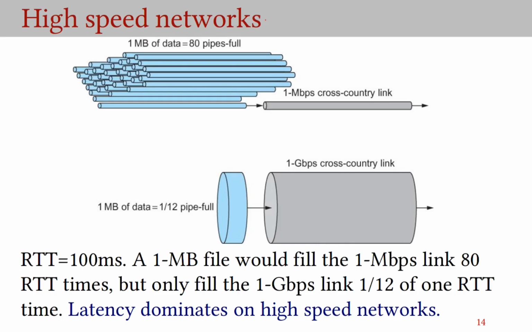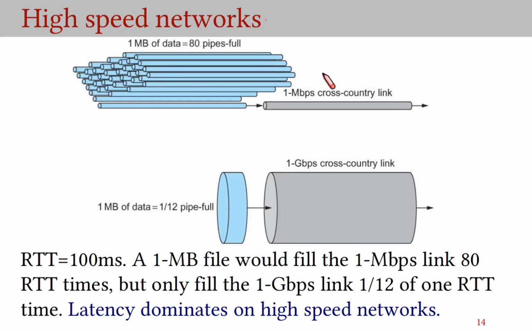To understand the effect of latency better, let's consider transmitting a 1 megabyte file on these two links. One is a 1 megabit per second link and the other one is a 1 gigabit per second link. Both of them have the same length. The round trip time on both of them is 100 milliseconds. On the lowest speed link, the file will take 80 round trip times to transmit. However, on the highest speed link, it cannot even fill the pipe. It looks just like a packet.